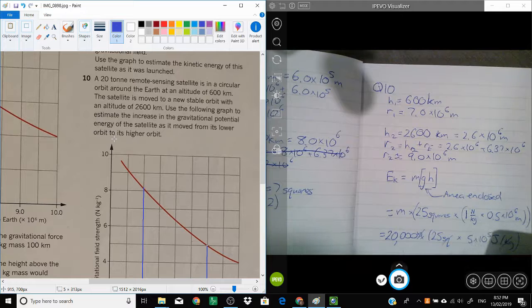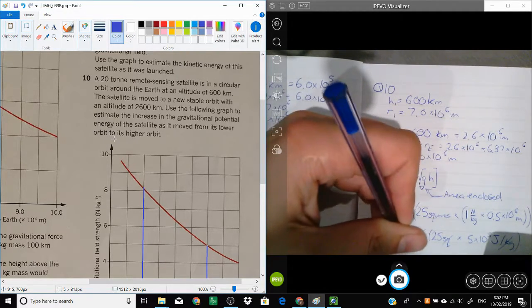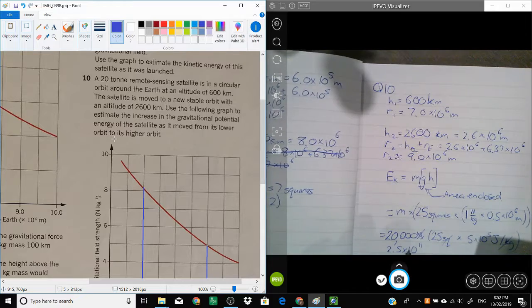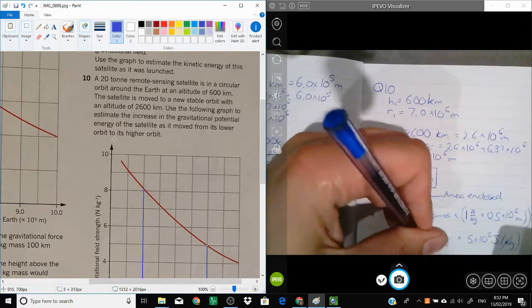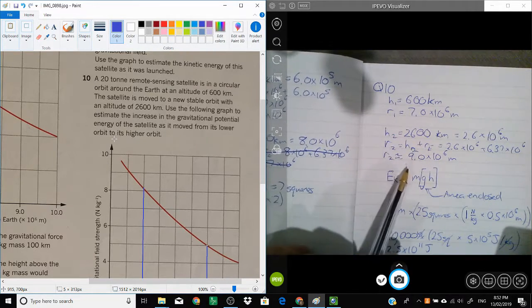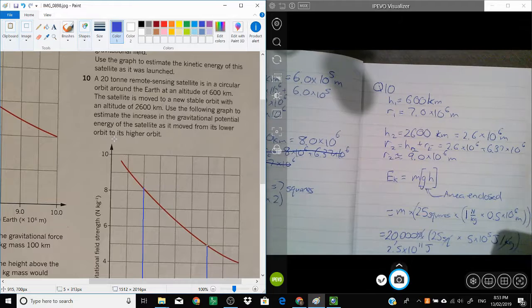Let's just put the rest of that in the calculator. 20,000 times 25 times 5e5. So this is now 2.5 times 10 to the 11. That's significantly larger, but this is a significantly larger object, so don't get too scared. We just scaled this up by a lot more mass, compared to previous questions, like 1 kilogram and then 240 kilograms. We've gone to 20 metric tons, a few orders of magnitude larger, so that's why we're getting 10 to the 11 for our answers instead of much smaller values.